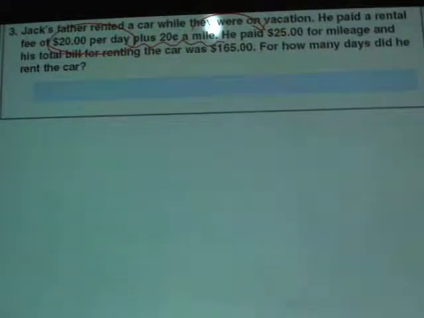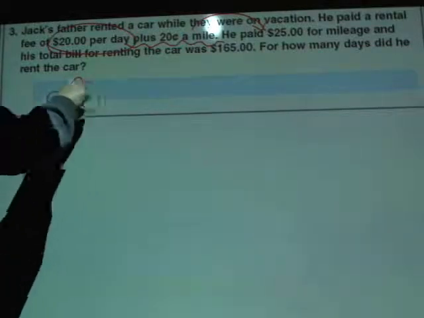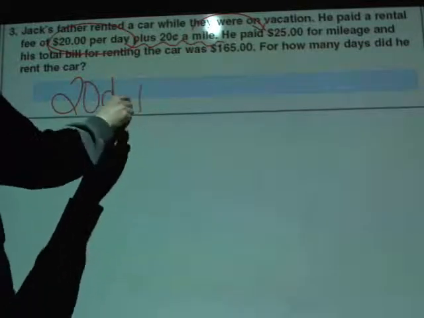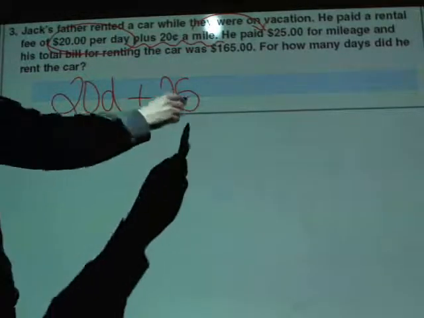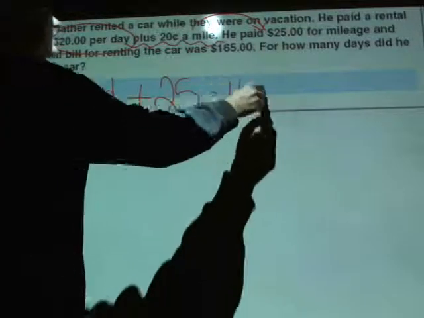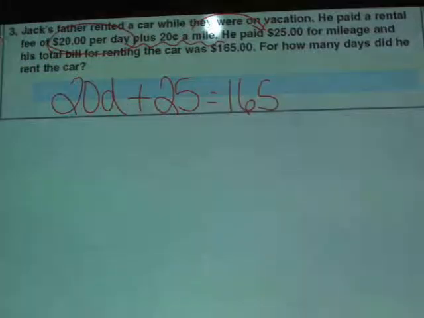So if it's 1 day, it's 20 times 1. If it's 2 days, it's 20 times 2. If it's 3 days, it's 20 times 3. That's the part that's going to change. So 20 times the number of days, whatever we figure that out to be, plus the $25 for mileage is going to equal his total bill, which is $165. Solve the equation. Well, as you can see, even though we had to set it up, it doesn't really look any different than any other equation we've solved here. All the steps that we've used are going to get used again right here.